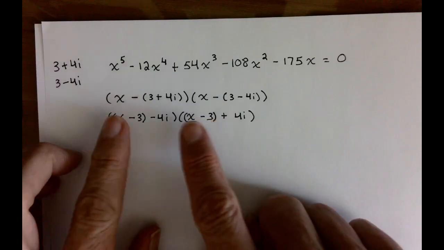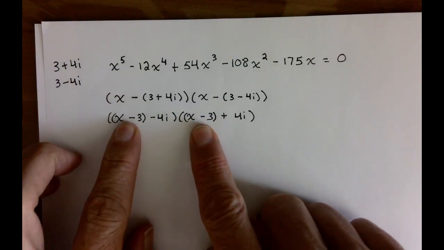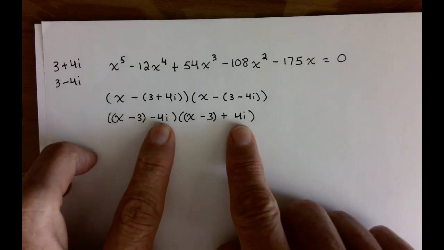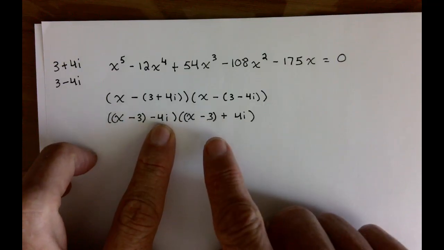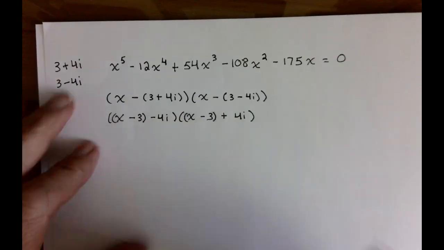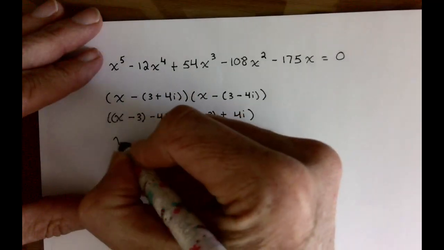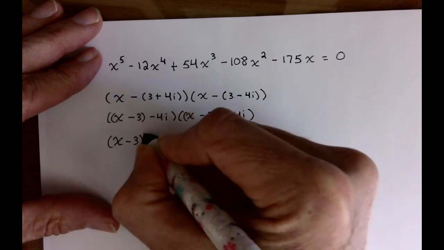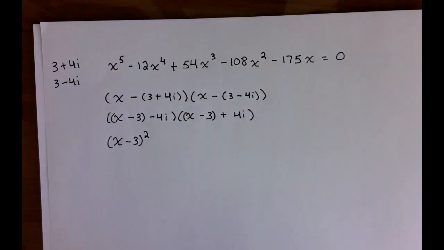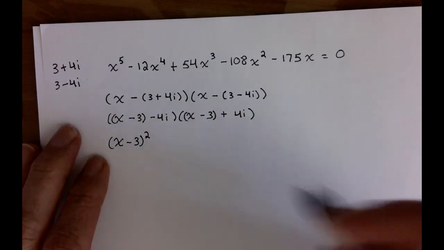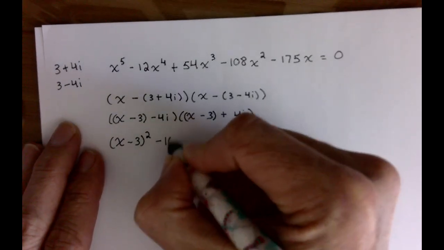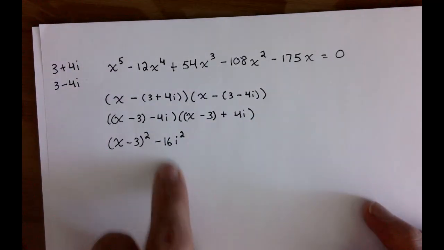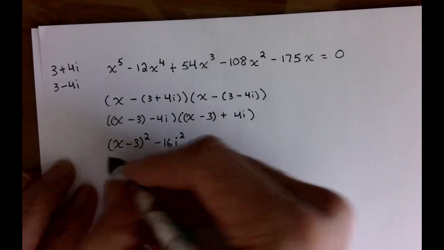All I have to do is multiply the front, x minus 3 times x minus 3, and then multiply the last, minus 4i times 4i. I don't have to worry about the outer and the inner. They're going to cancel each other out. So if I do that, I'll get x minus 3 squared, right? And then I've got minus 4i times 4i, which is a minus 16i squared. And I have to be careful with that, right? Because that's actually going to change into a plus 16.